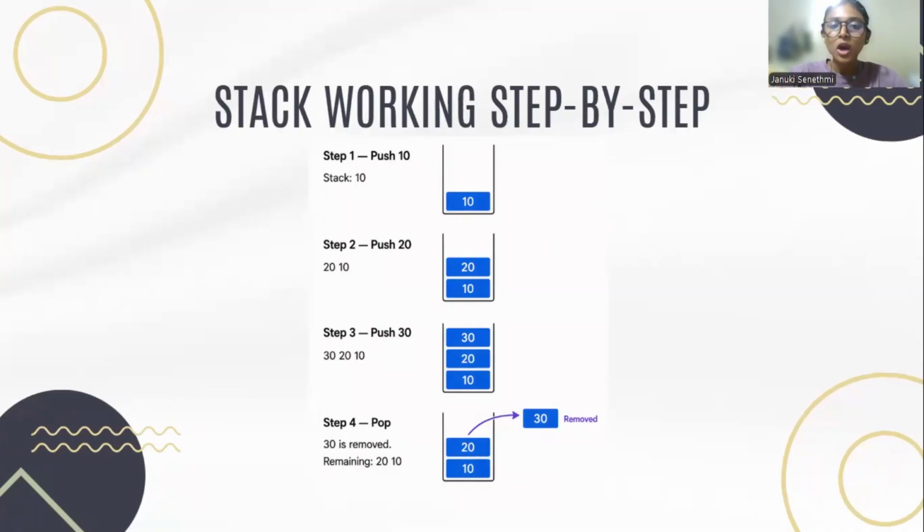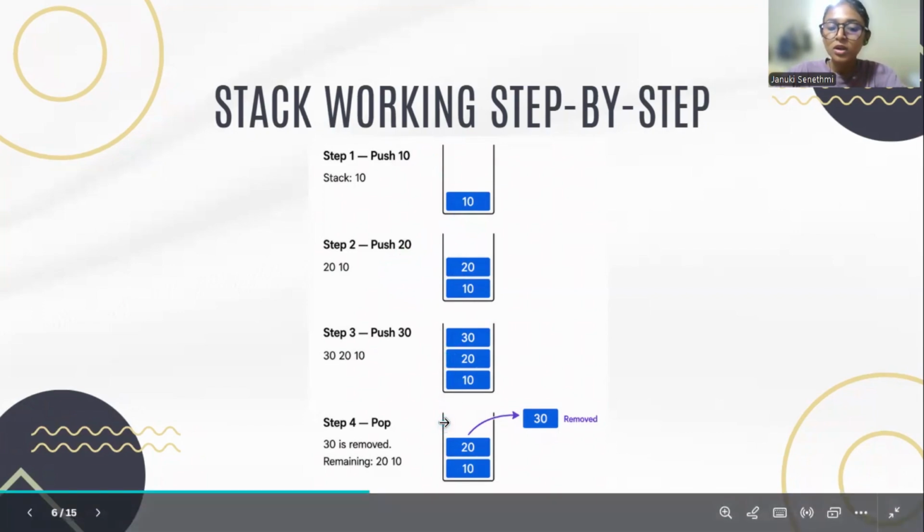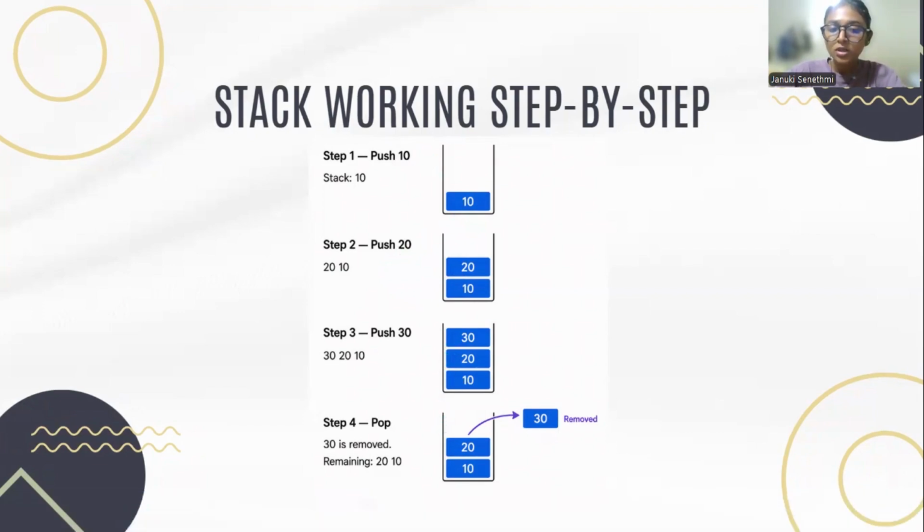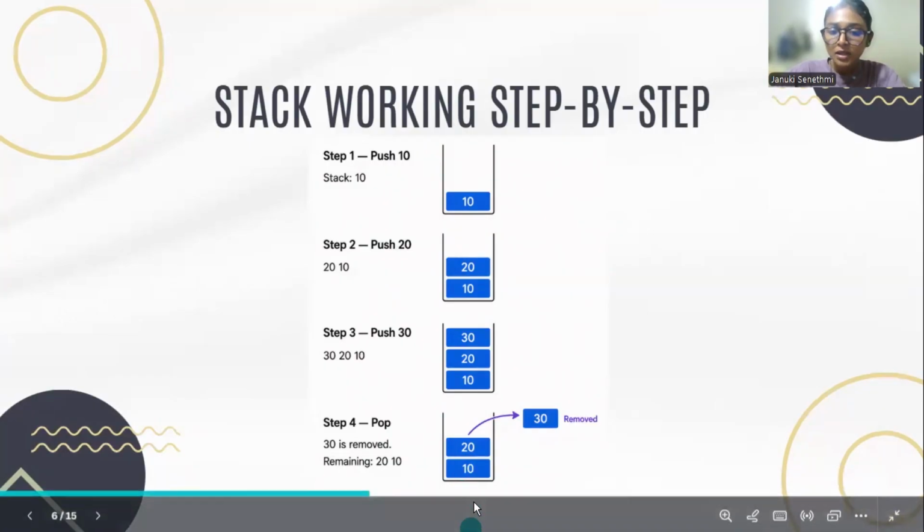Let's talk about how the stack works step by step. As a first step, you push 10. And as the second step, you push 20, which means you add another item, 20. Push 30 means you add another item, 30, to the stack. So if you do another operation called pop, 30 is removed from the stack.